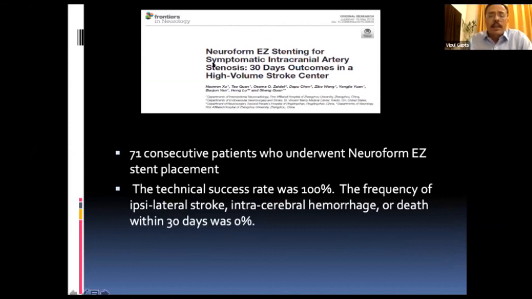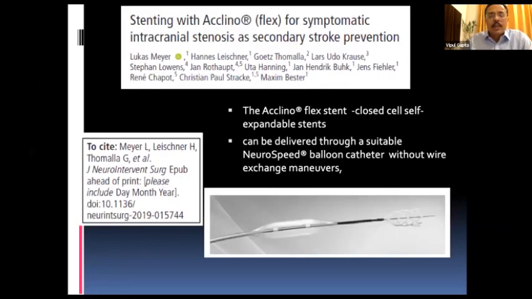Interestingly, another kind of aneurysm stent, the Enterprise, an aneurysm stent, which we have used for ICAD. And Neuroform is another open cell design, which sort of conforms to the wall better. And also there are papers published for ICAD where the success rate was 100% and with no complication rate in 71 consecutive patients.